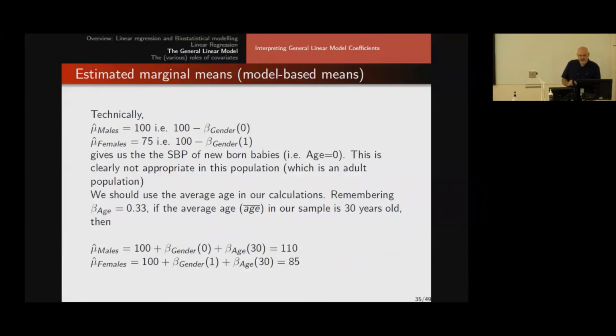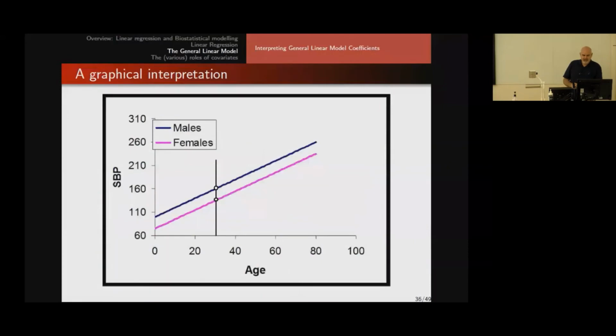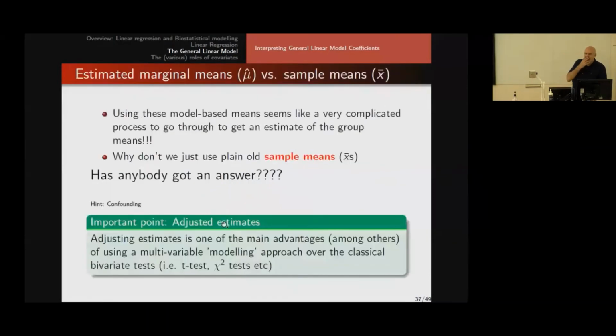Okay, now I've got a very important question for you. And by the way, that's what our model looks like. And there's the average age right there. Okay, all right, that's very complicated. What I just did then, that's a hassle. Why wouldn't I just calculate the sample mean for males and the sample mean for females?